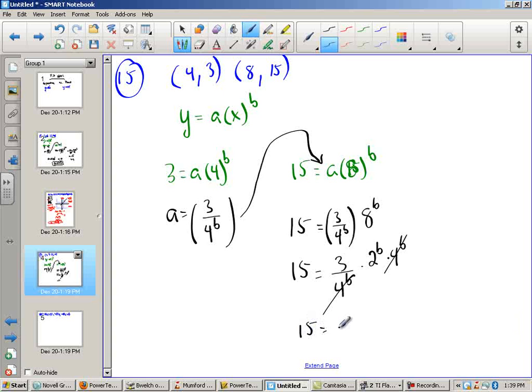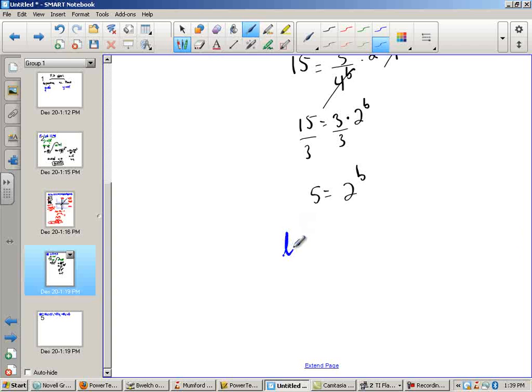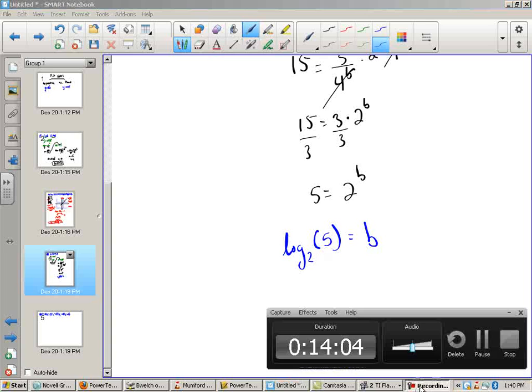And then I'm going to get 15 equals 3 times 2 to the b power. To get the b alone, I'm going to first divide by 3. Get 5 equals 2 to the b power. And then whenever I need to get an exponent out of the exponent position, I have to create a logarithm. So this is the log base 2 of something equals my exponent b. And this is going to be a 5 here. So I need to take log base 2 of 5 and put that in the calculator.